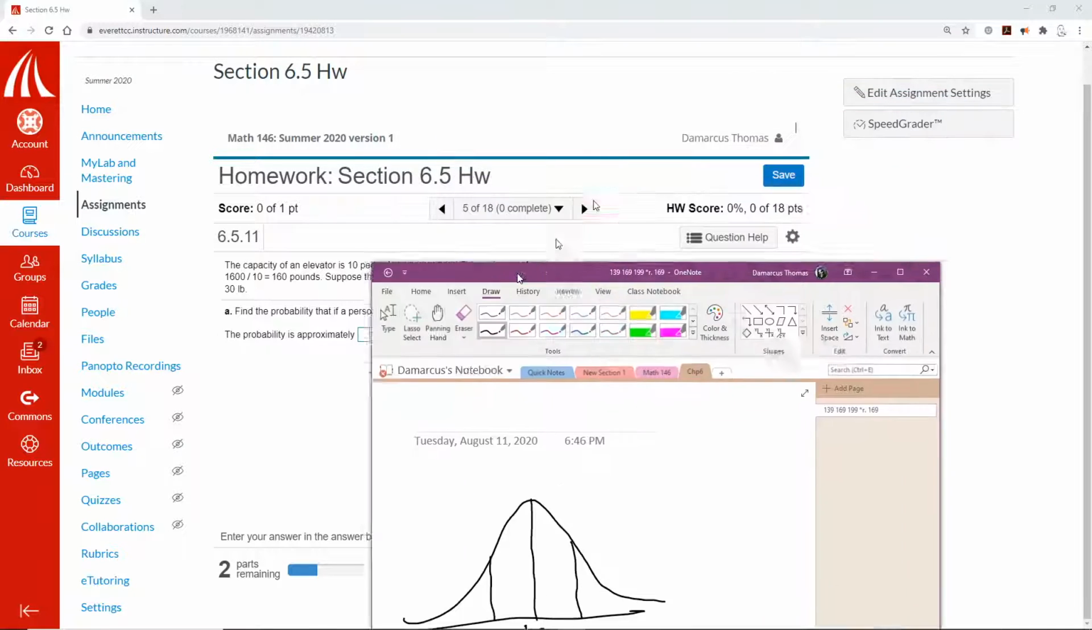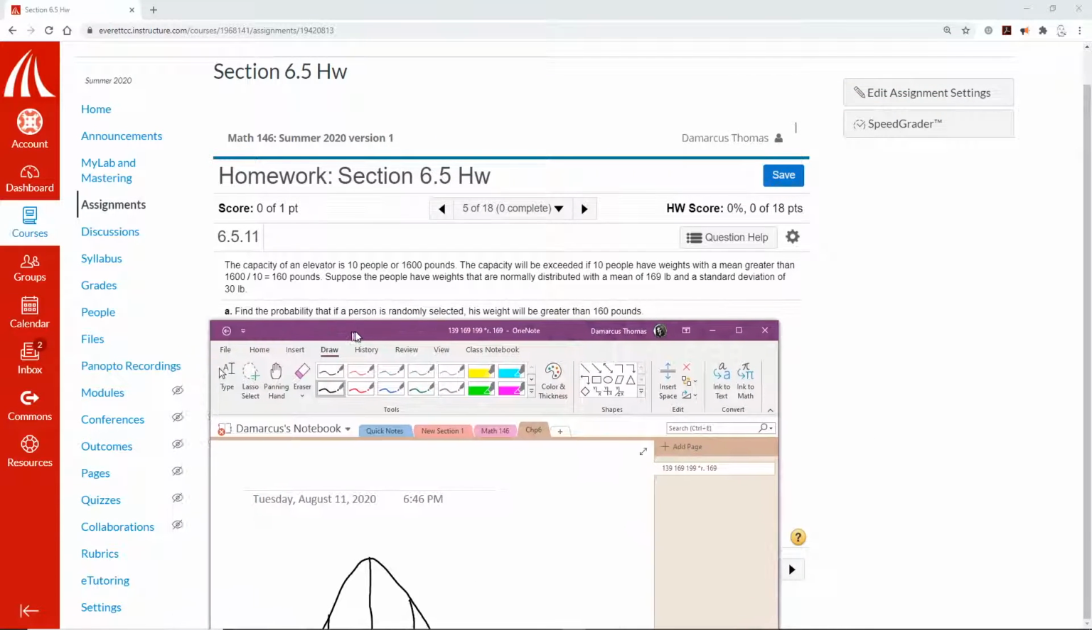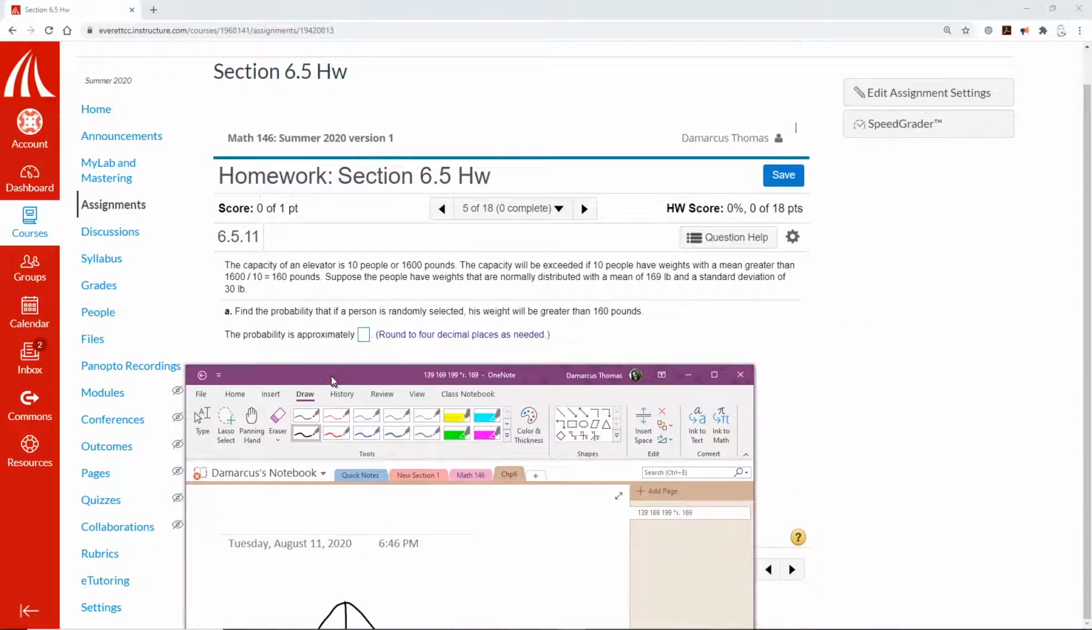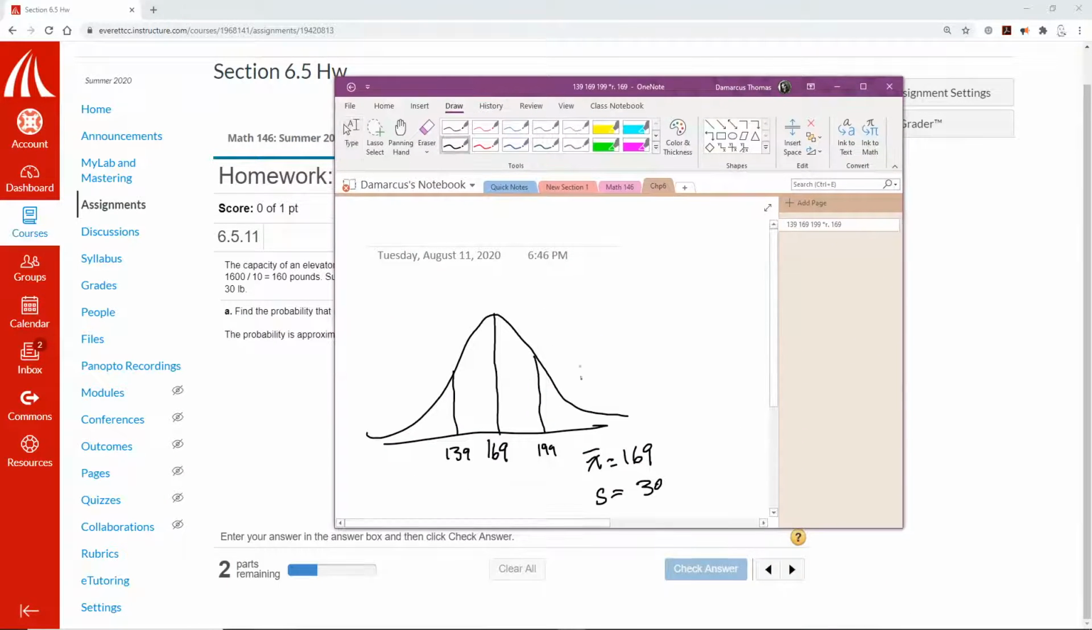Now, they said find the probability that if a person is randomly selected, his weight will be greater than 160. Well, that means we're going from 160 on up. Half is 50%, and this is also 50% lower. So 160, if I had to take a wild guess, I know that it's a little bit more than 50%. I'd probably guess about 52, 53%.